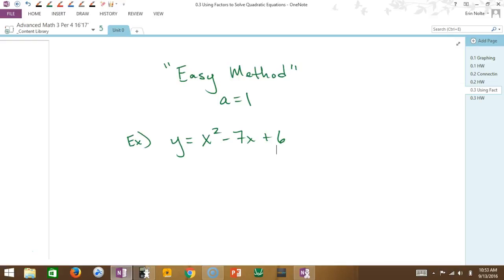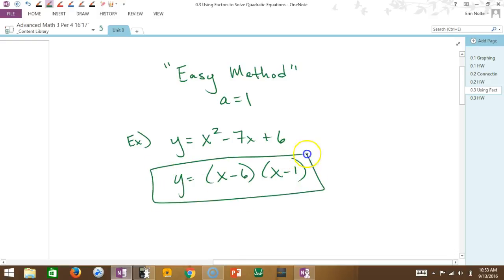Easy method, this is what you do. You take a look at the last number, and you say, I need to find two numbers that multiply to the last number and add to the middle number. So we're looking for two numbers that multiply to 6 and add to -7. What are the two numbers? -6 and -1. Those are going to be my two quantities. It's simply going to be x minus 6 and x minus 1. And you're done.